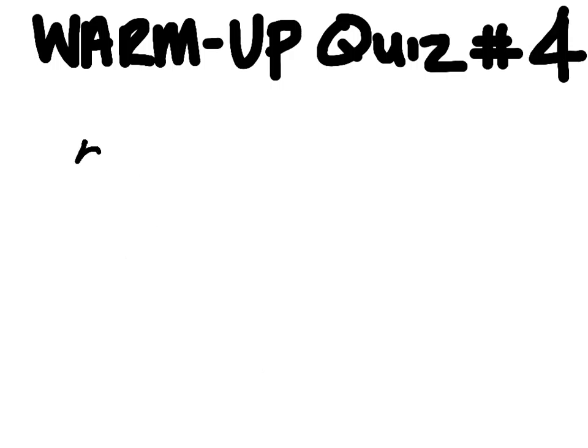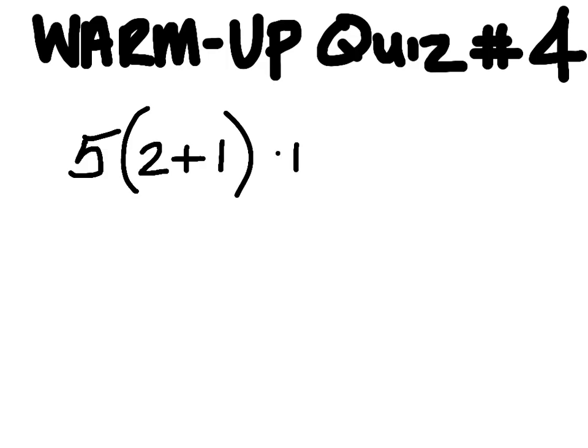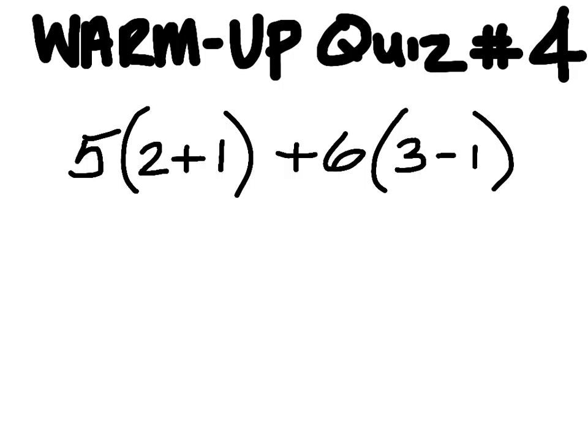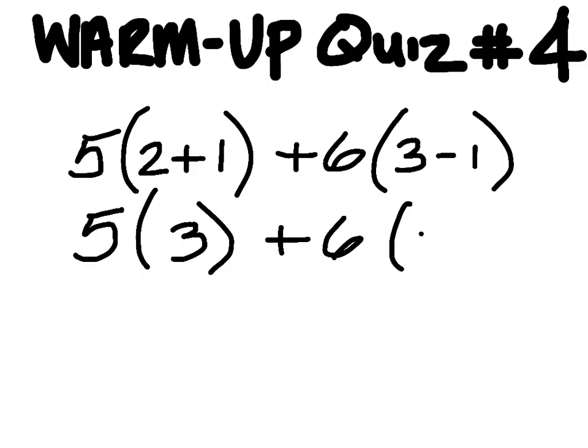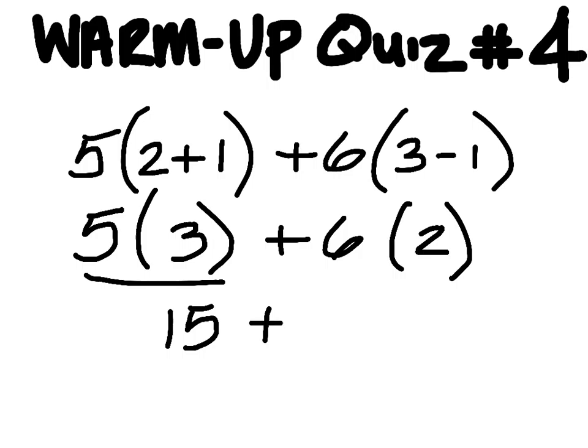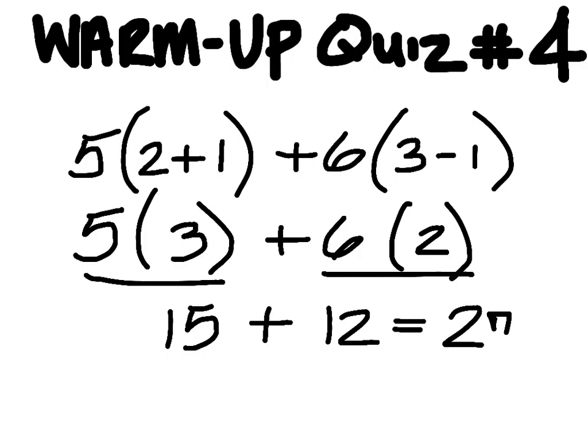Number 4. Step 1 is to add up or subtract whatever's in the parentheses. 2 plus 1 is 3, and 3 minus 1 is 2. 5 times 3 is 15, and 6 times 2 is 12. Answer should be 27.